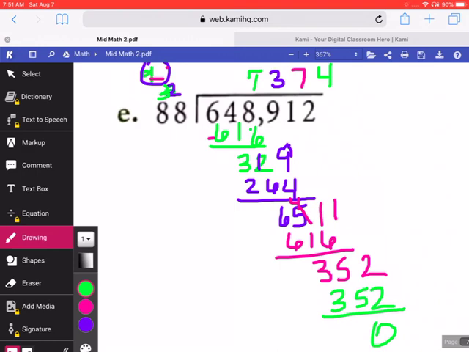Okay, so hopefully you guys have figured out how to work these problems. So good luck with the rest of the assignment.